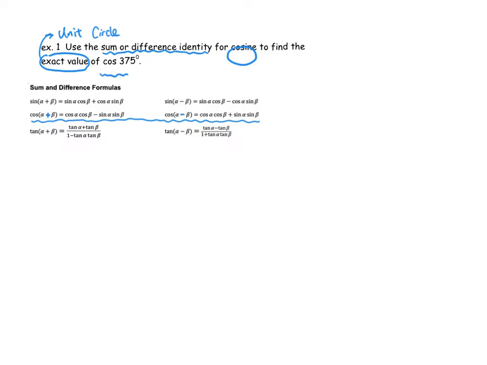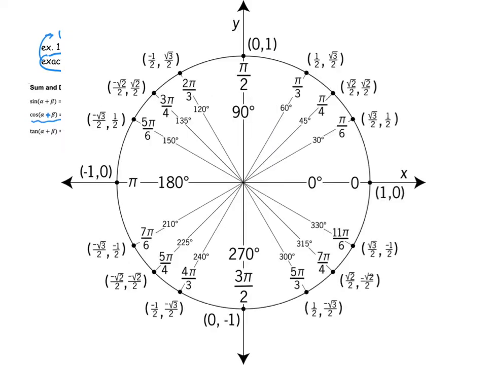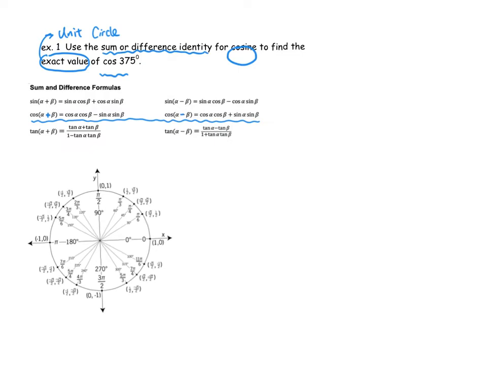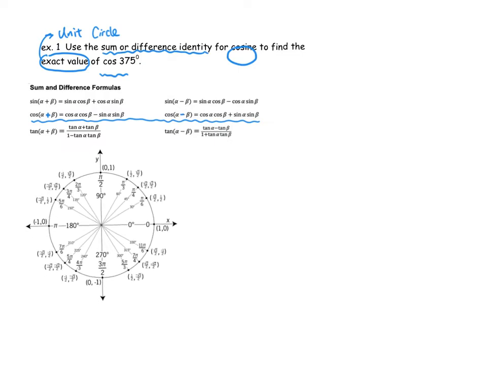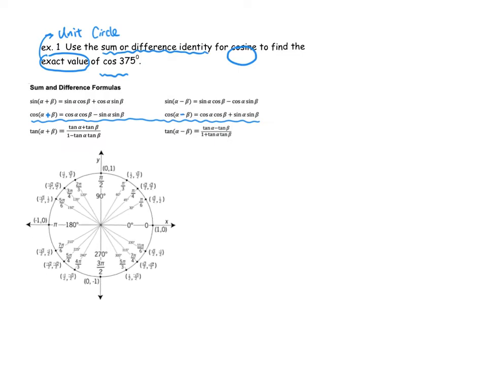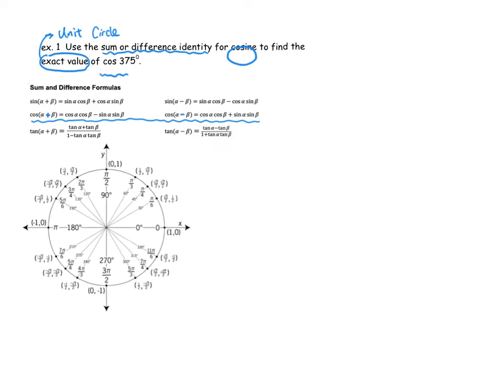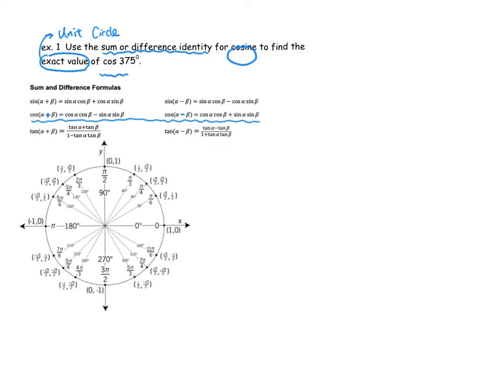Okay, I'm going to pull out my unit circle here. Here's my unit circle. Let's look. Do we have an angle 375 here? I see the largest one is 330. I don't see 375. So now you're going to tell me if we can find numbers that add together or subtract that will give us 375.